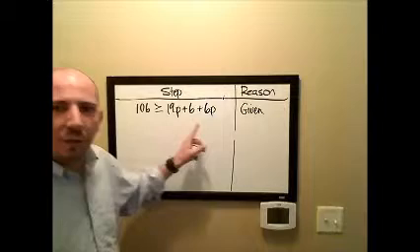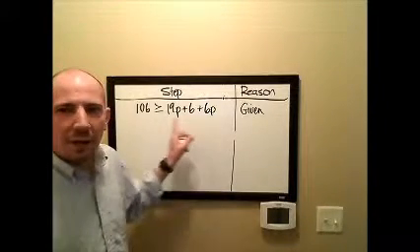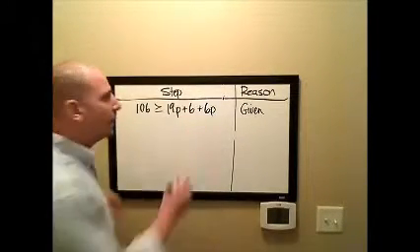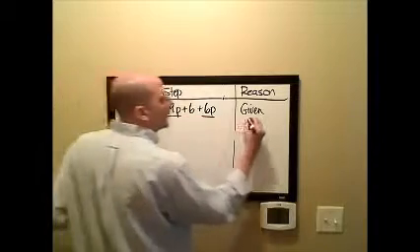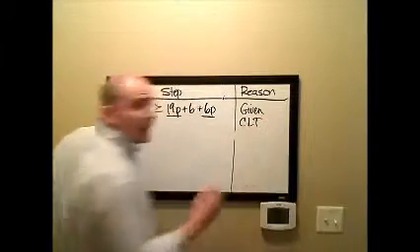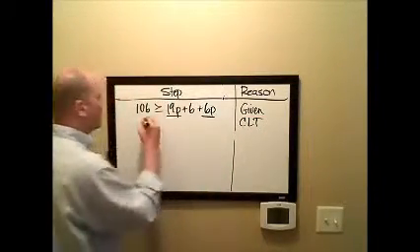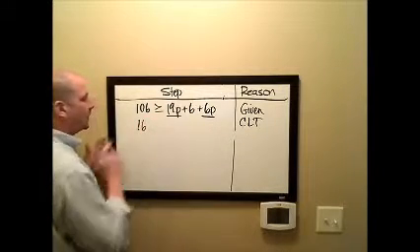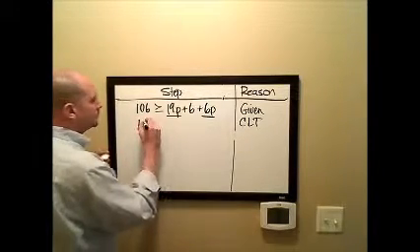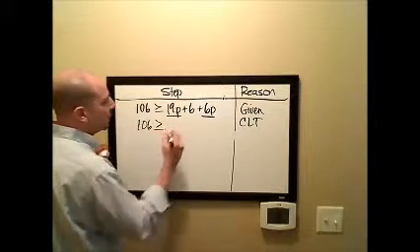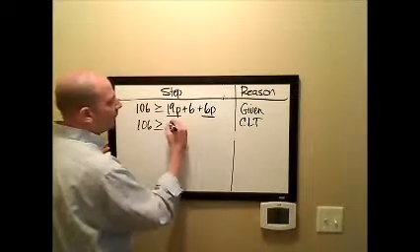Okay, the first thing I want to do is combine like terms on the right side. I have 19P and 6P. I'm going to write CLT for combine like terms. Okay. Carry down my 106. 19 and 6 is 25.